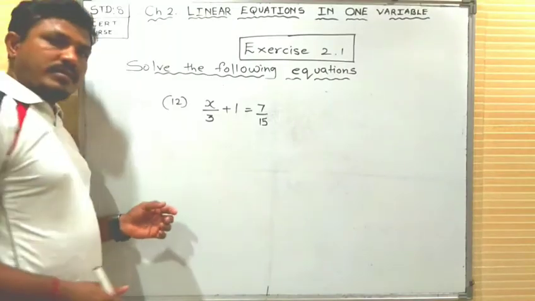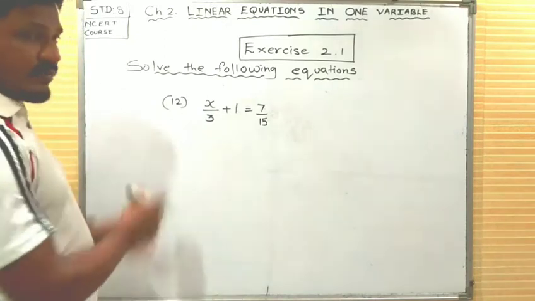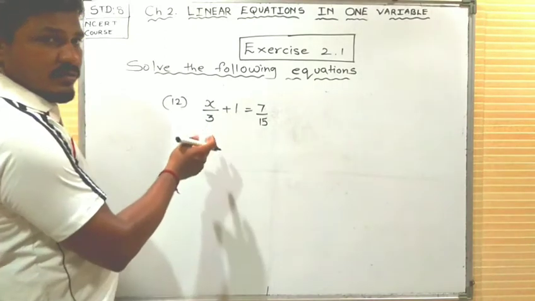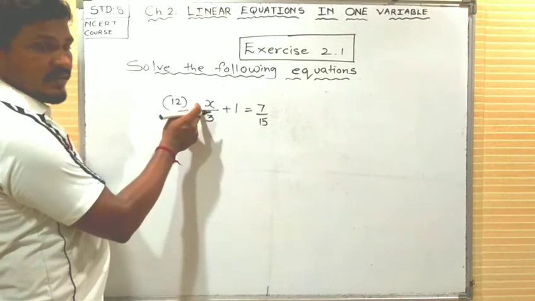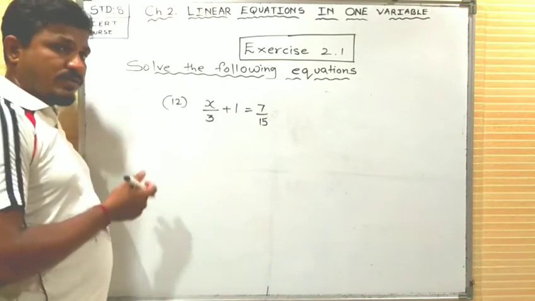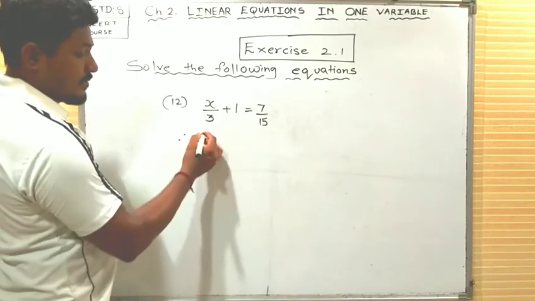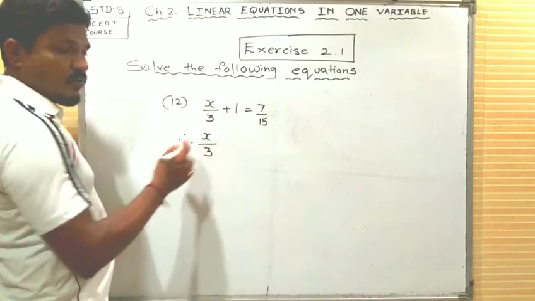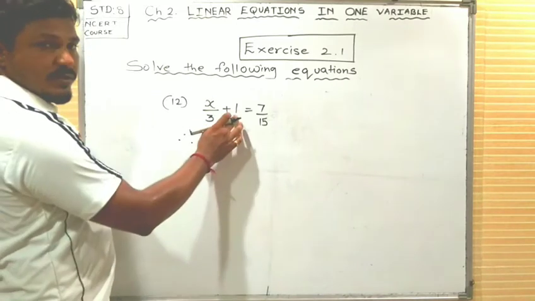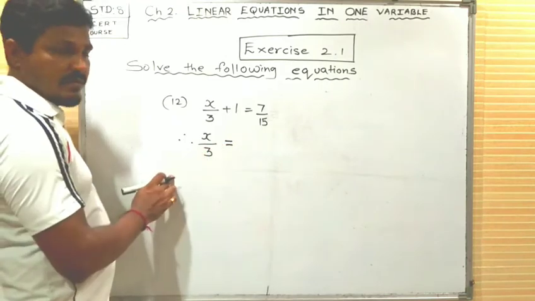Now let us do our last sum, that is sum number 12. Now see here, the variable is again divided by 3 and the number here is in fraction. What I will do first, what the rule says, try to separate the variable. So while separating you have to do transposition. So always put the equal sign beside the variable.